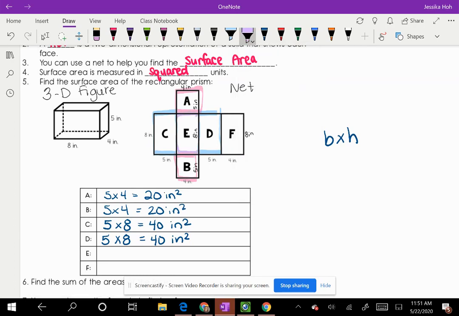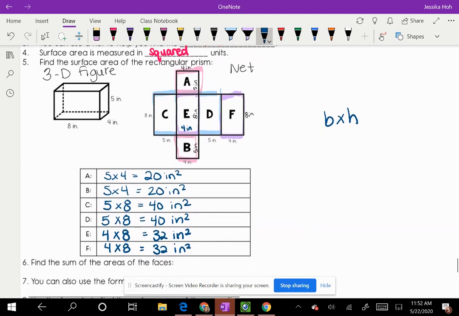E. E has 8 for my height, and right now it doesn't say anything for my base, but I can look straight down and it has the same base. It would be 4. Okay, so my base is 4, my height is 8. And lastly, I have F right here. Once again, its height is 8 and base is 4. So 4 times 8 equals 32.